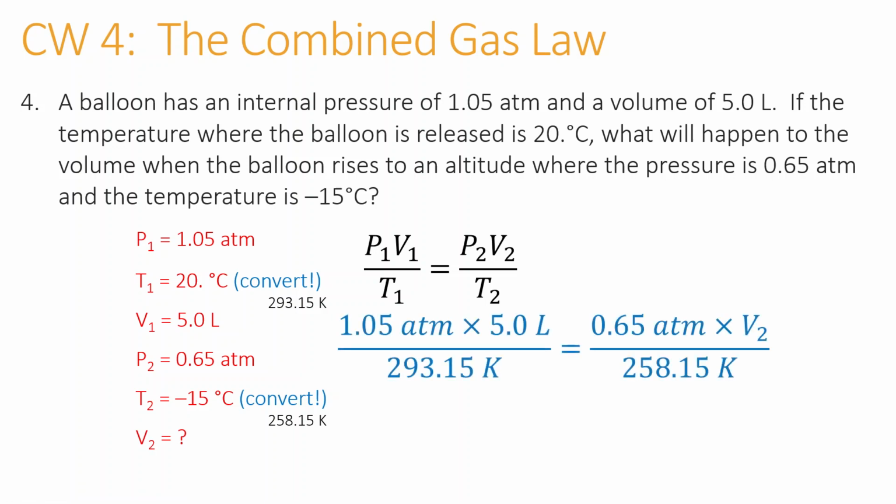So I can plug in all of my variables here, and we can cross multiply to solve for V2. And I'm going to need to report V2 with 2 sig figs because my T1, V1, P2, and T2 all have 2 sig figs.